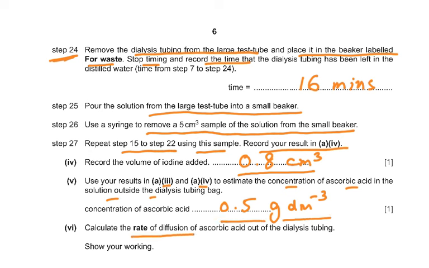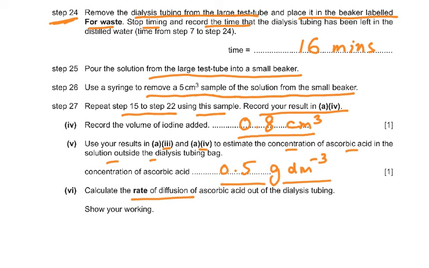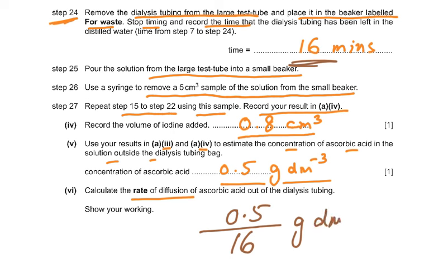Calculate the rate of diffusion of ascorbic acid. Now that's very simple, because how do you calculate rate? Rate is always something to do with time. If you look at my videos, I always talk about that. So it is 0.5 divided by 16. Why? Because it was divided by 16 minutes. In 16 minutes, 0.5 had diffused out. So you show the division by the time, whether it was 15 or 16 or 17, and you give the answer in g dm^-3 per minute.